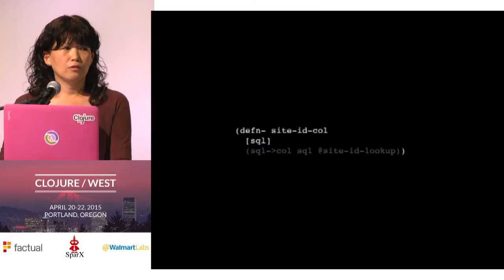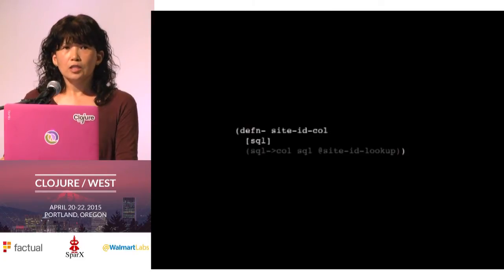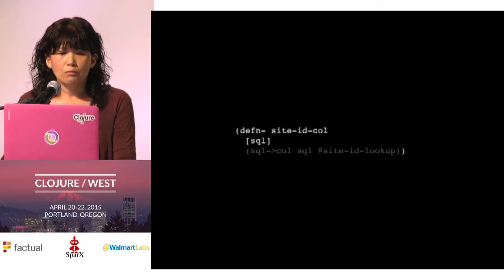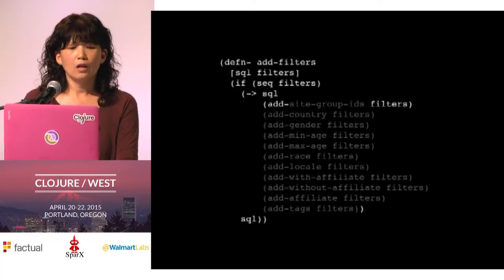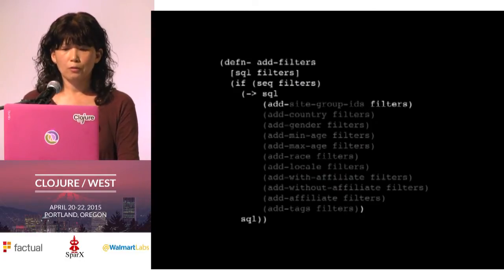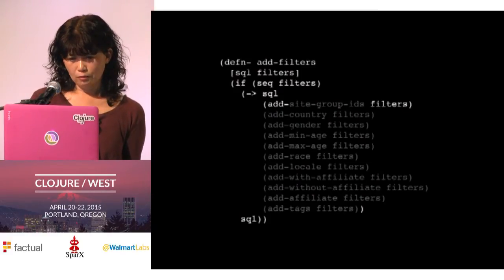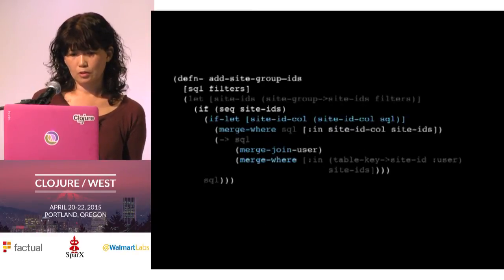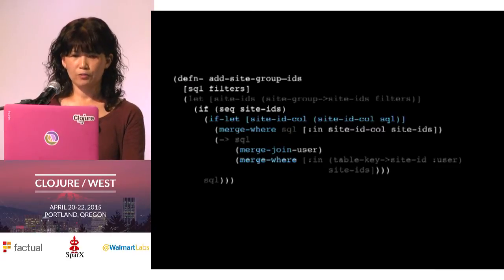And using this function, you can create a bunch of functions like this one, site ID column. It takes a SQL map, and it returns the site ID column to either join on or filter by. Now, once you know how to get the column you're looking for, it's time to actually filter. Going back to the add filters function, we are going to take a look at how the filtering process works. One example is the add site group IDs function.